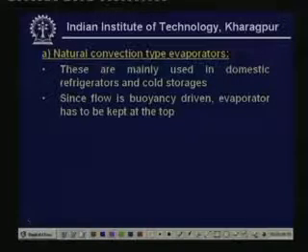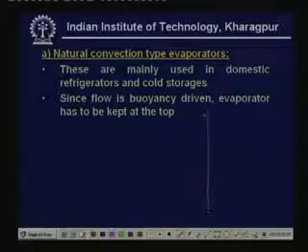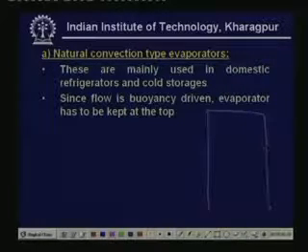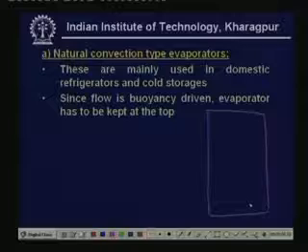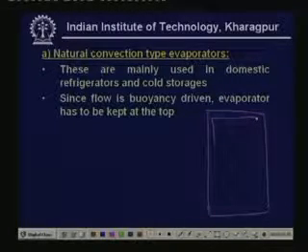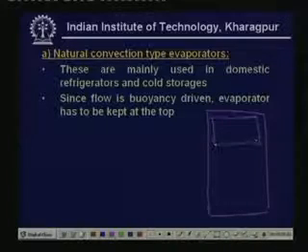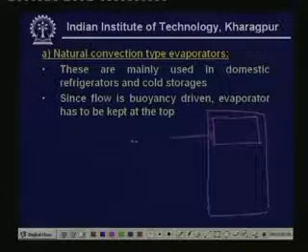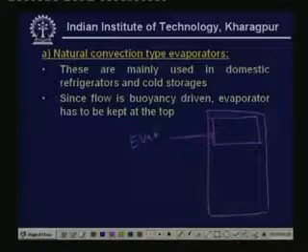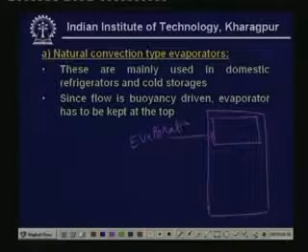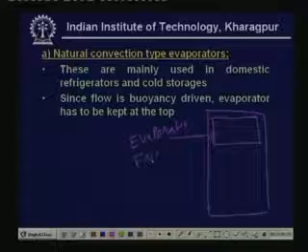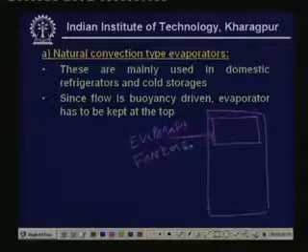You might have seen it, for example, in old type refrigerators, not frost free type. In conventional type refrigerators, the evaporator is kept at the top. In fact, the evaporator comes as the freezer box. Okay, evaporator, and it also acts as a freezer compartment or freezer box.